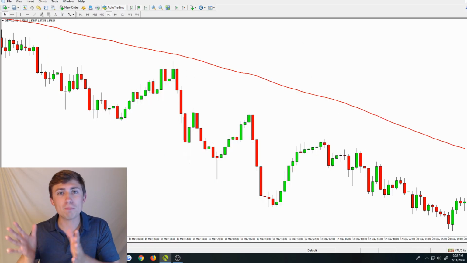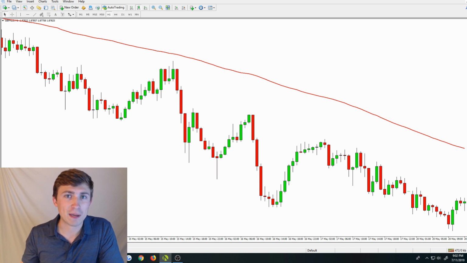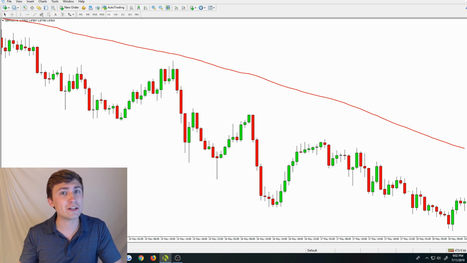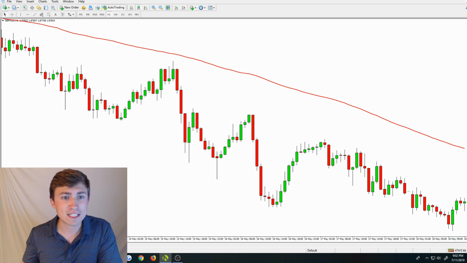Again, we're talking about the bullish and bearish engulfing candlestick pattern and some effective actual trading strategies that you can use when talking about these candlestick patterns.